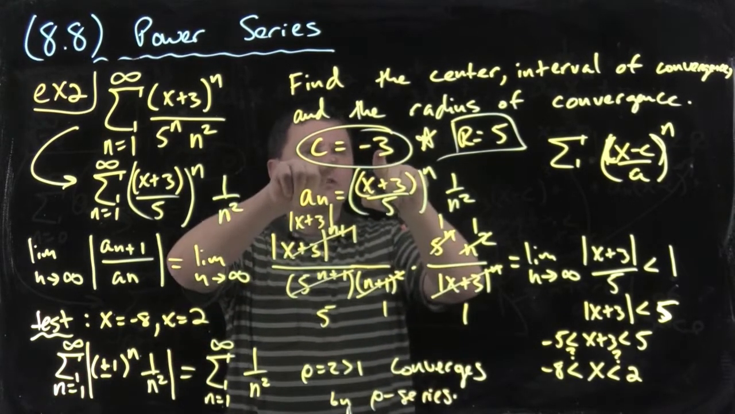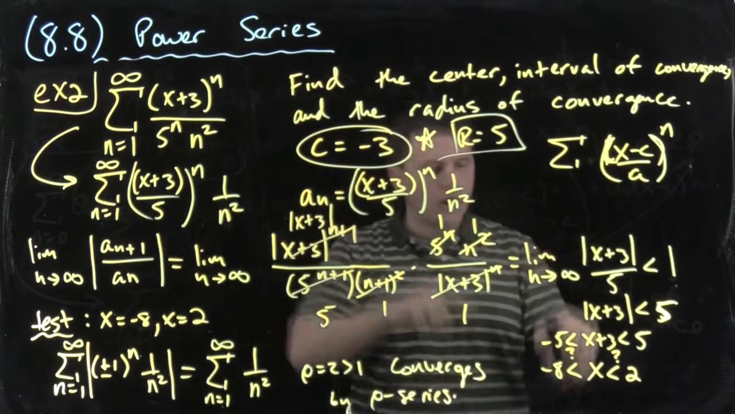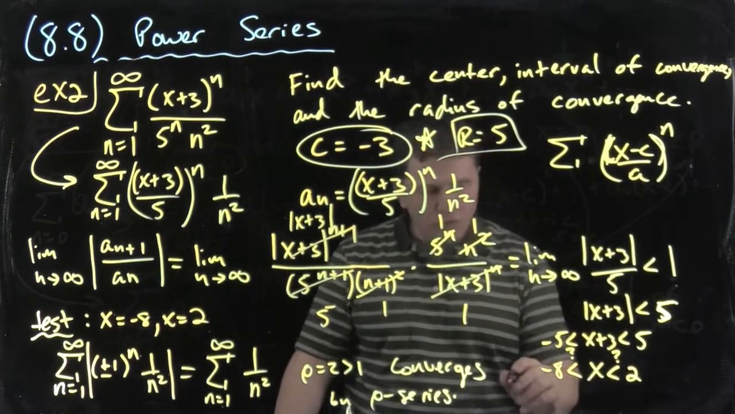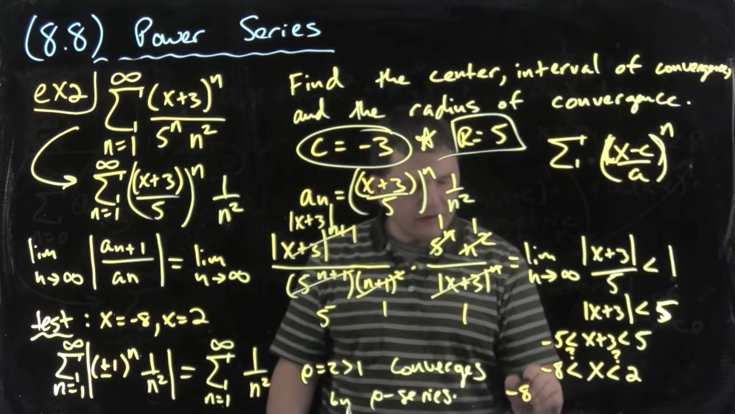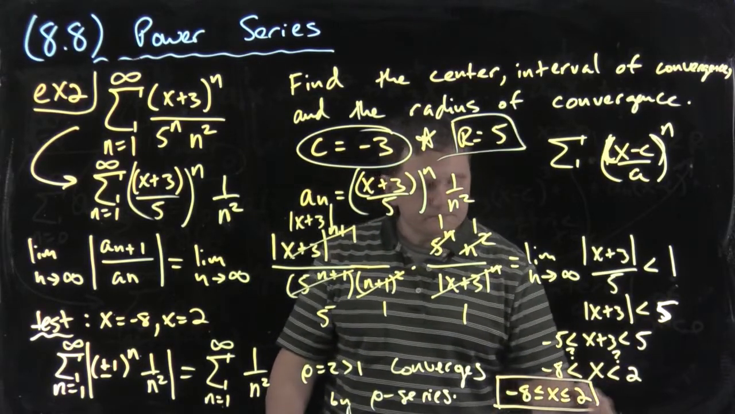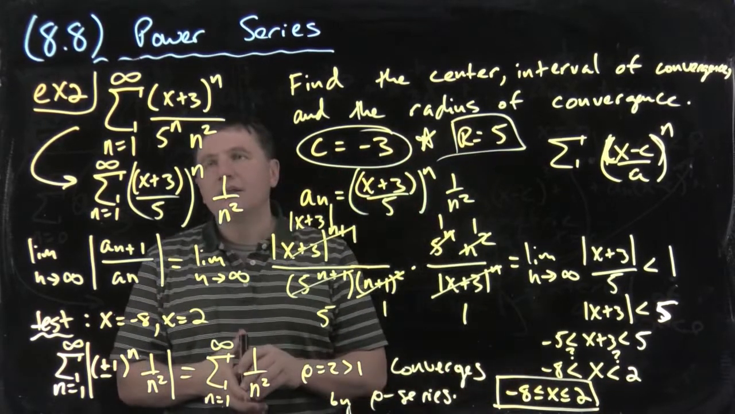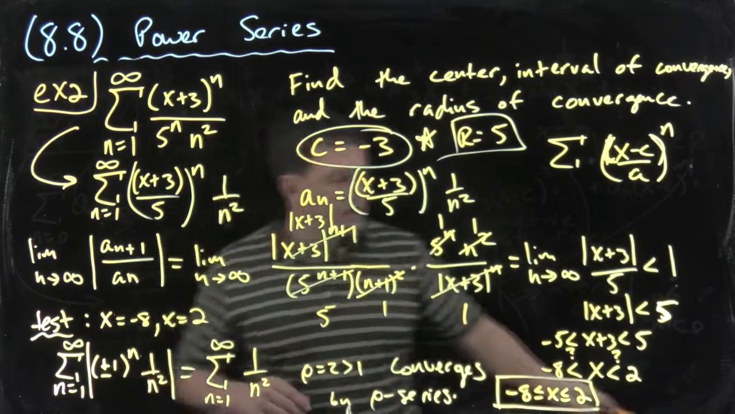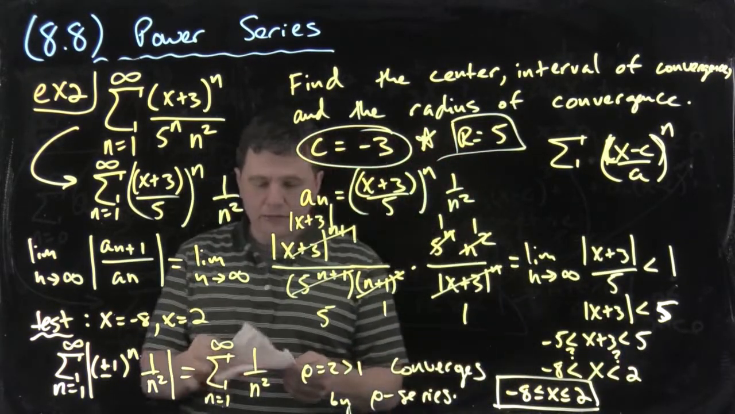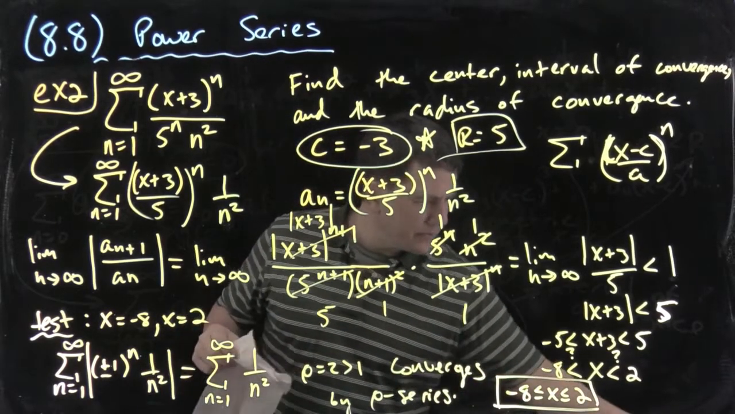So now I have everything I need. So here's my center, c equals -3, here's my r. This thing converges both for -8 and 2, so my interval of convergence is -8 is less than or equal to x, which is less than or equal to 2. Okay, let's do an example where we have to do the endpoints independently of one another. We'll do the exact same thing.